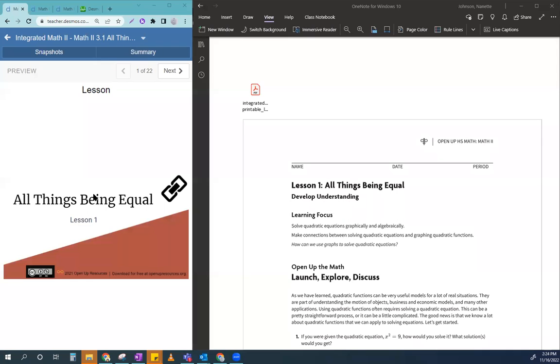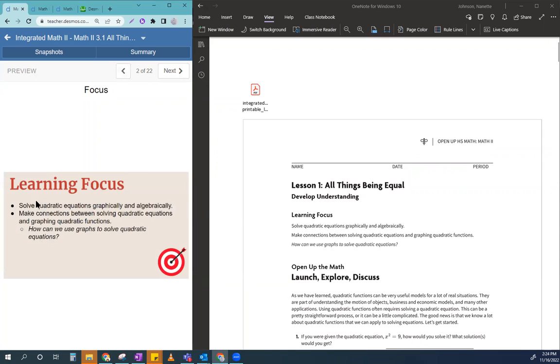Okay, so we're in 3.1 and it's called All Things Be Equal. What we're going to be doing is solving quadratic equations graphically and algebraically. Up until this point, you've already graphed equations, and actually you solved some quadratic equations. We'll call them the simple ones. Your big job today is to make connections between solving quadratic equations and graphing quadratic equations. And then the question is how can we use graphs to solve quadratic equations? So that's our purpose for today, this lesson, okay?